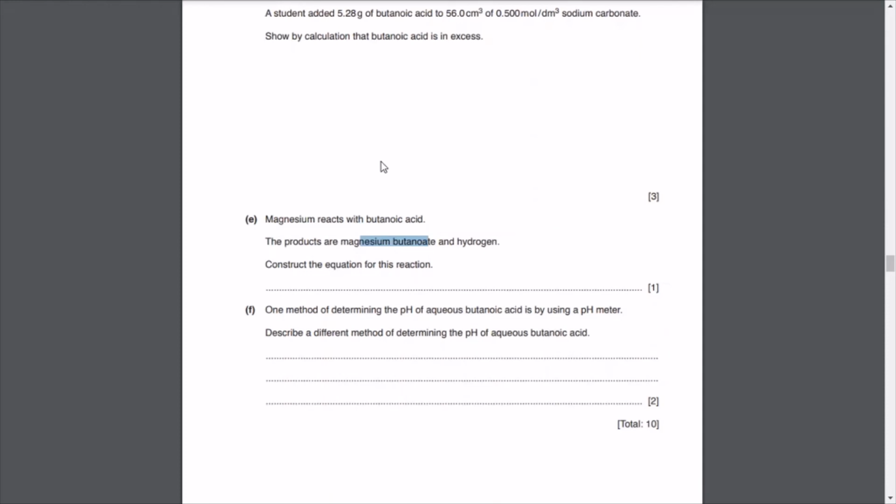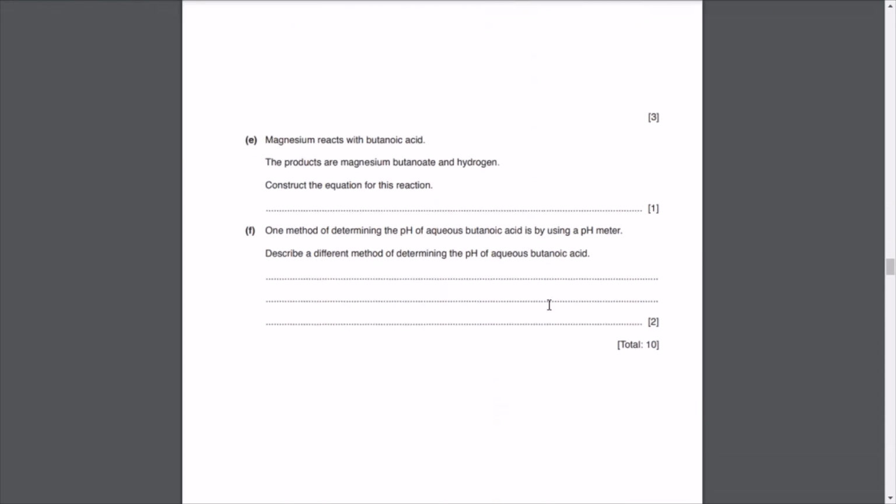F. One method of determining the pH of aqueous butanoic acid is by using a pH meter. Describe a different method of determining the pH of aqueous butanoic acid. For this, you're going to use a universal indicator, because we have used the pH meter, so we can't use that. We are going to use a universal indicator and then match it with a color chart that is provided in the lab. So that's what you're going to write over here.